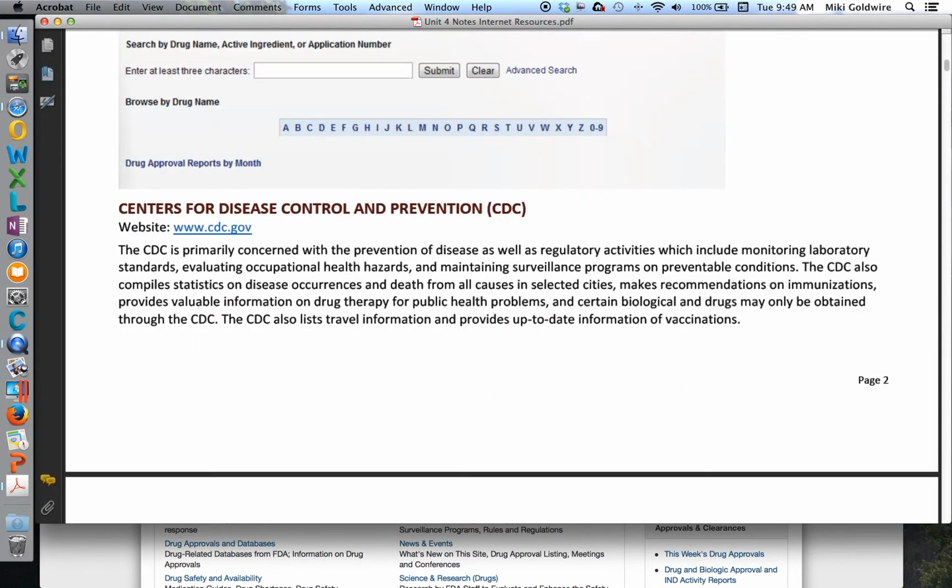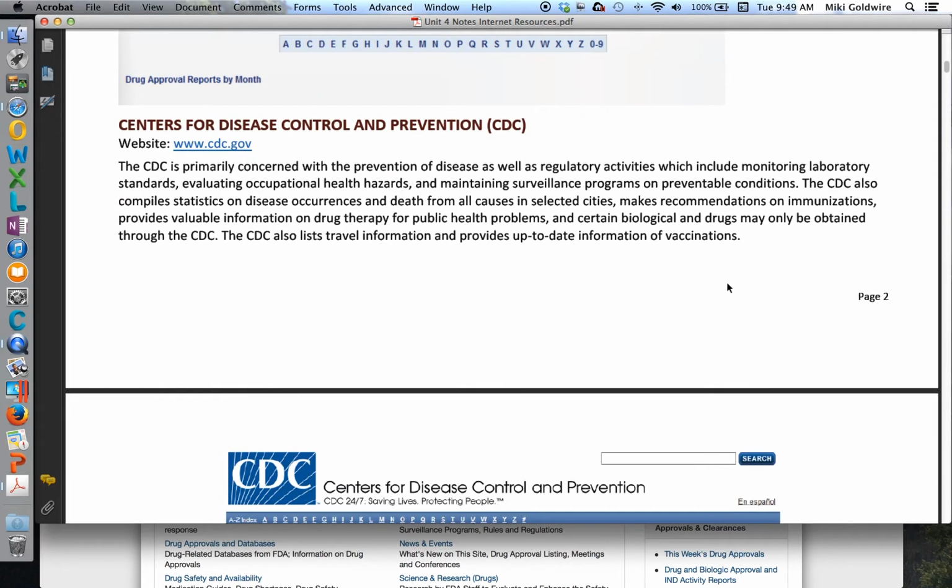So the next site I wanted to highlight was the Center for Disease Control and Prevention, which is the CDC. The CDC is primarily concerned with the prevention of disease as well as regulatory activities which include monitoring laboratory standards, evaluating occupational health hazards, and maintaining surveillance programs on preventable conditions.